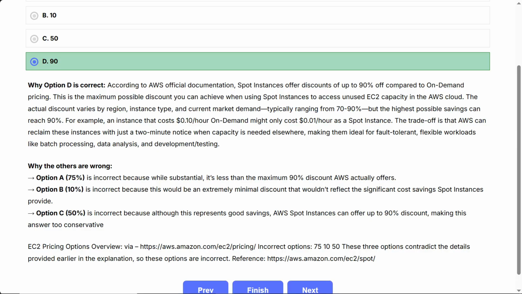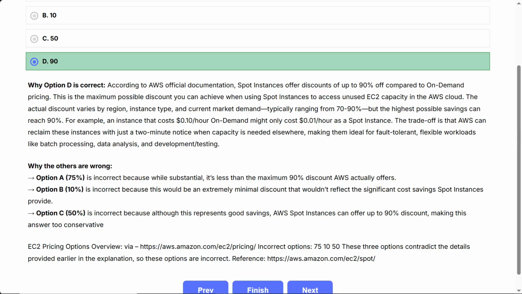For example, an instance that costs $10 per hour on-demand might only cost $1 per hour as a spot instance. The trade-off is that AWS can reclaim these instances with just a 2-minute notice when capacity is needed elsewhere, making them ideal for fault-tolerant, flexible workloads like batch processing, data analysis, and development testing. Why the others are wrong?